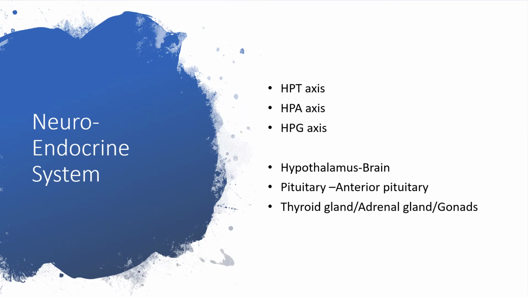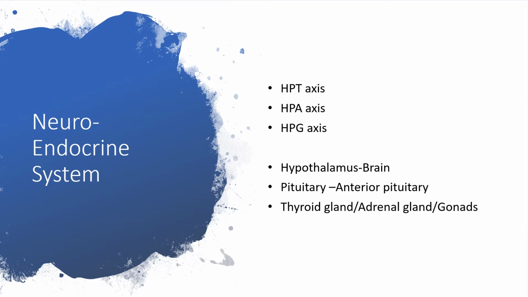That's what we call the neuro-endocrine system, and that is giving us the indication that the hormones might not be able to work independently without the influence of the brain. And therefore, in physiology, we have 3 axes: the hypothalamic pituitary thyroid axis, which we are going through right now, the hypothalamic adrenal axis, and the hypothalamic gonadal axis.